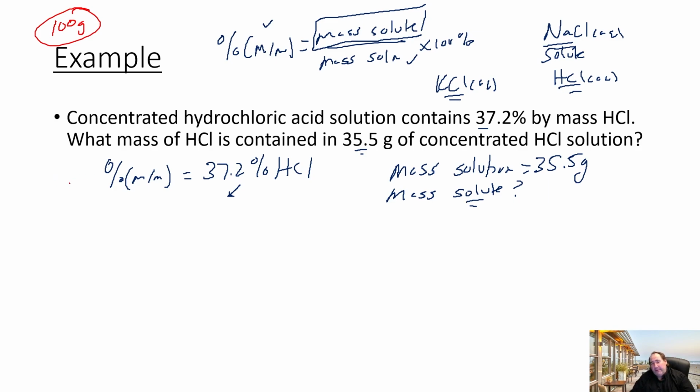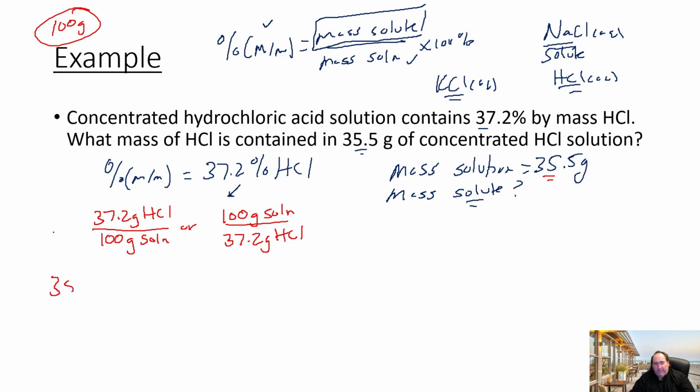So what would 37.2% hydrochloric acid mean? It would mean I have 37.2 grams of hydrochloric acid in 100 grams of solution. Or we could use it in the opposite way: 100 grams of solution, I would have 37.2 grams of HCl. So if we took more of a dimensional analysis approach, we have our 35.5 grams of our solution. We want to go opposite so it cancels. There we go, that will do it for us.